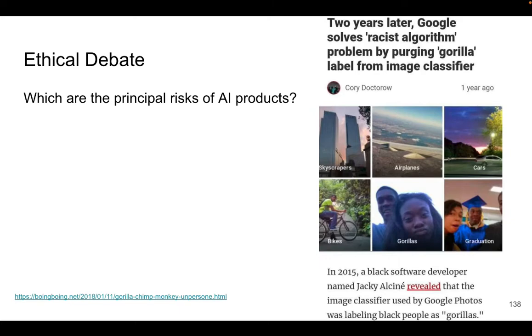Probably you have seen this consequence of Google classifying images, where when recognizing, it was labeling black people as gorillas. This is really bad, and it shows basically the bias of the data toward white men. What did they do? They recognized the error, but in the end, what they did was remove the class gorilla.